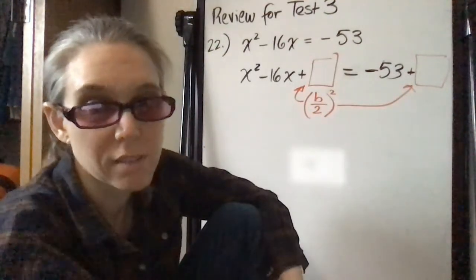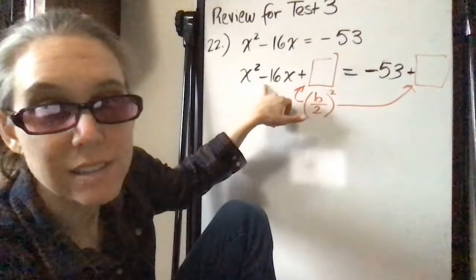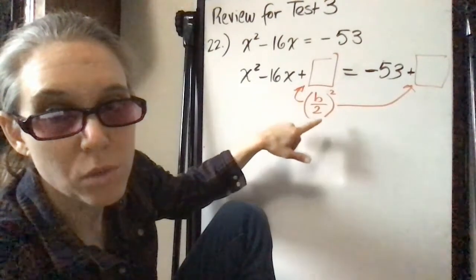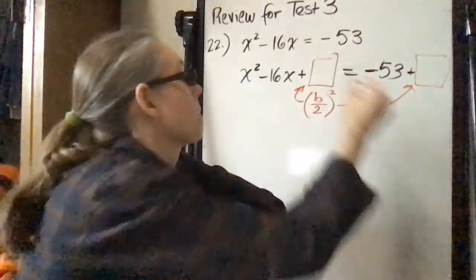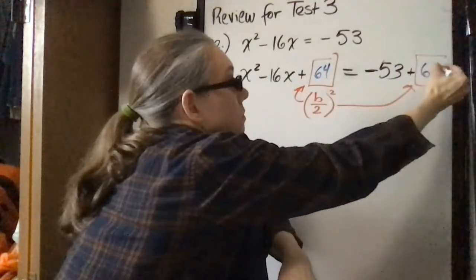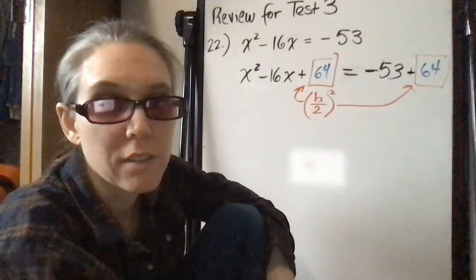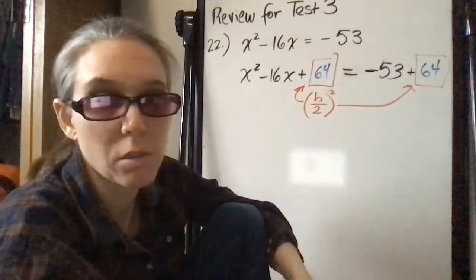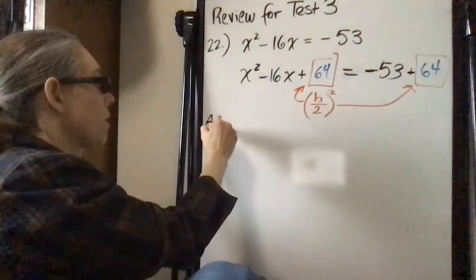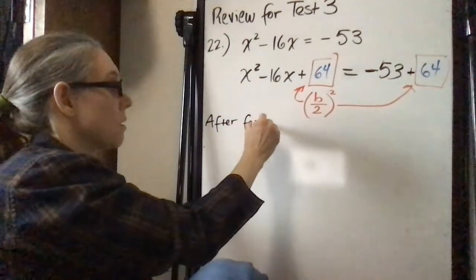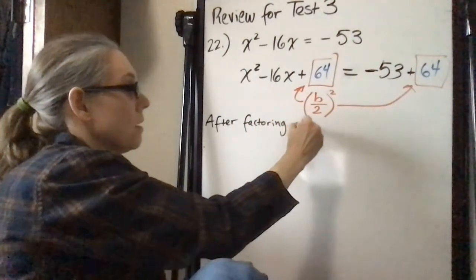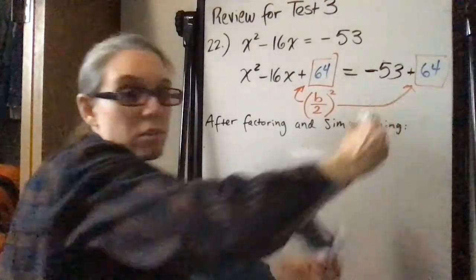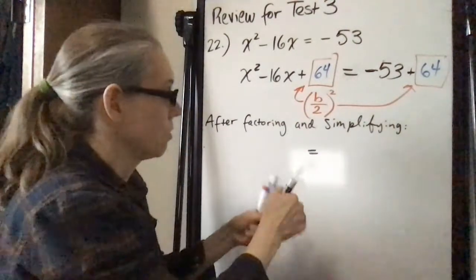So what is b in this case? B is negative 16. Negative 16 divided by 2 is negative 8. And then when you square that number, you get 64. So for that first line of work, you plug in 64 to both sides. And then it says after factoring and simplifying, what does the equation become? So you have to factor. After factoring and simplifying, you then have to fill in these other two boxes.